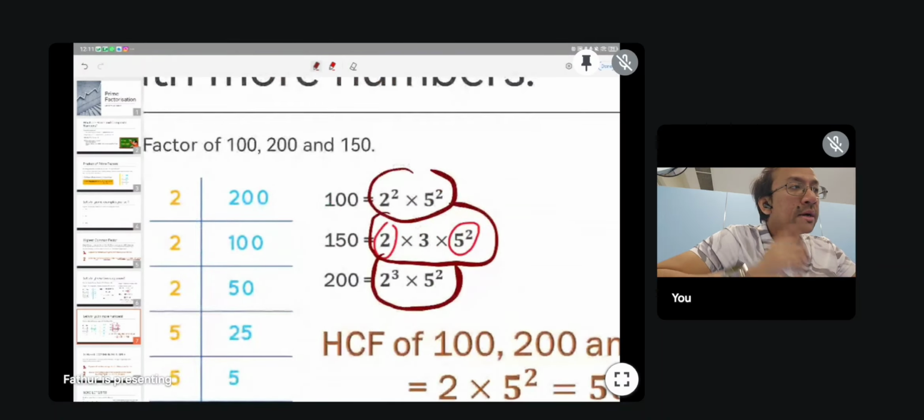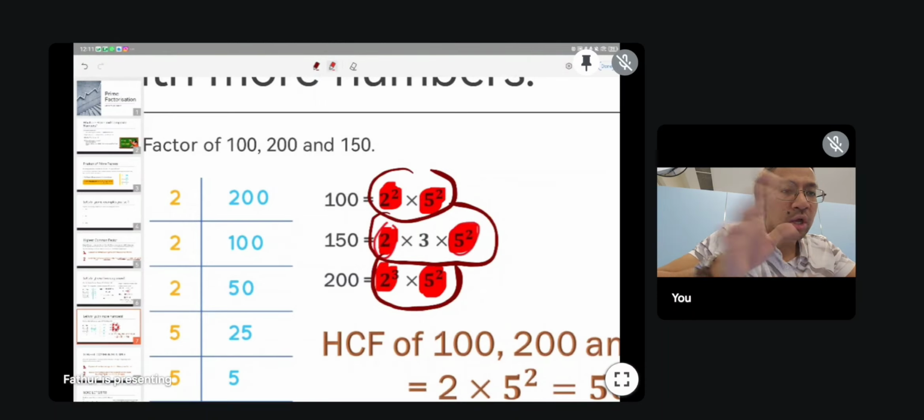Which ones are the common numbers? I see 2, 2, 2. I see 5, 5, and 5. Is 3 a common number? No, so don't take it. Okay, so only 2 and 5, right? But take the lower or equal power.